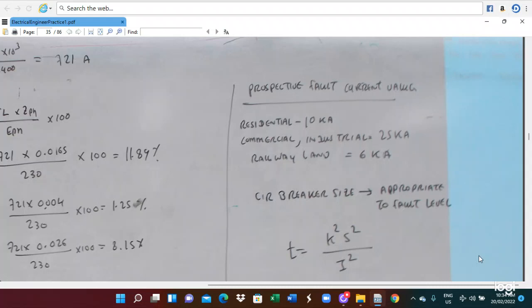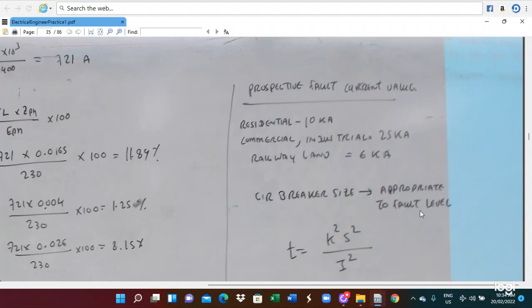So this means you can determine how much fault current happens when electrical faults arise. For residential, it is 10 kiloamperes. This is the prospective fault current rating we have for every residential equipment. So the prospective fault current can rise up to 10 kiloamperes.